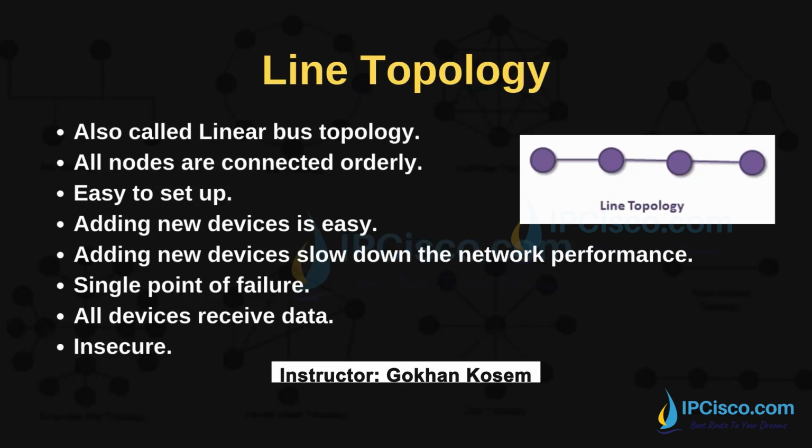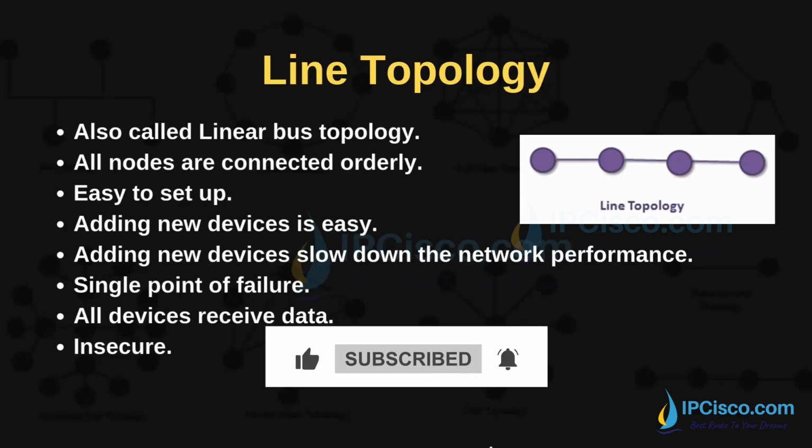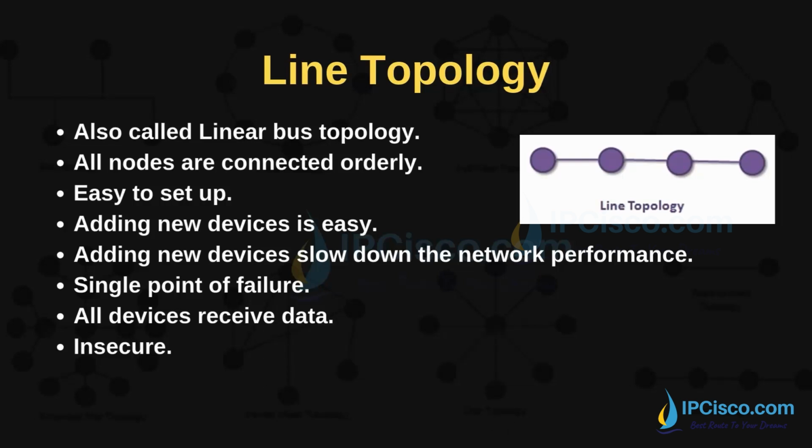Single point of failure is also true for line topology. If one node fails in this topology, then the other ends cannot reach the other one. Another insecure thing is, in line topology, all the nodes can receive the data that you sent because they are using the same media.